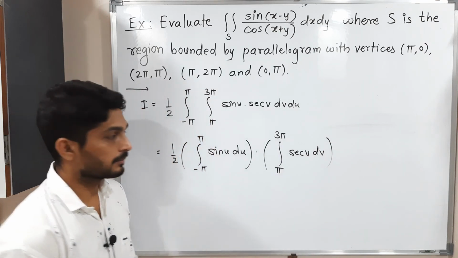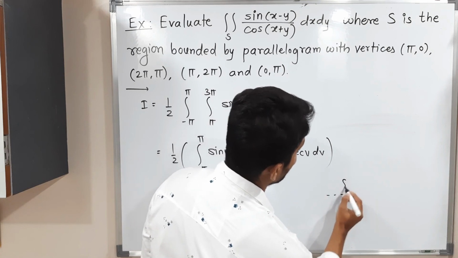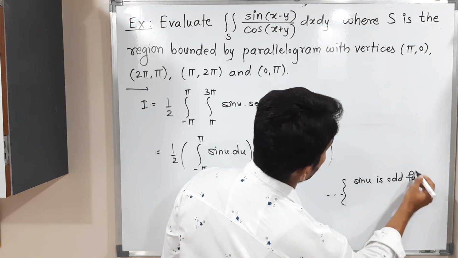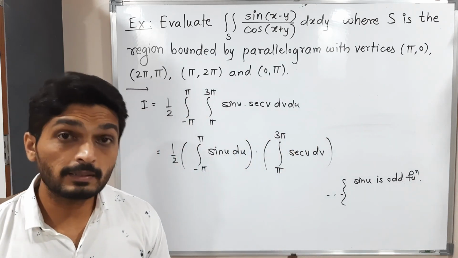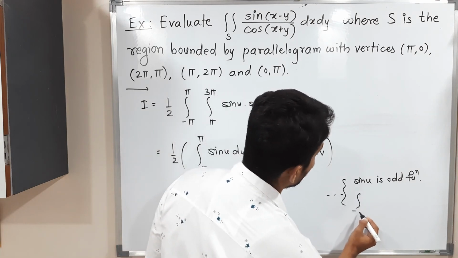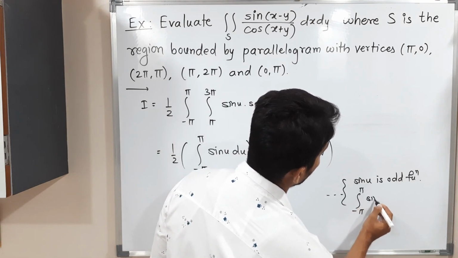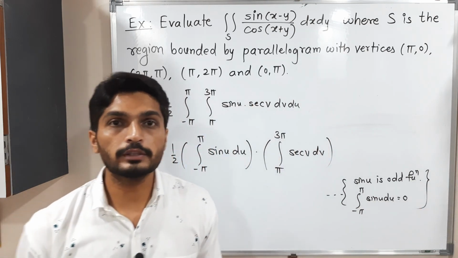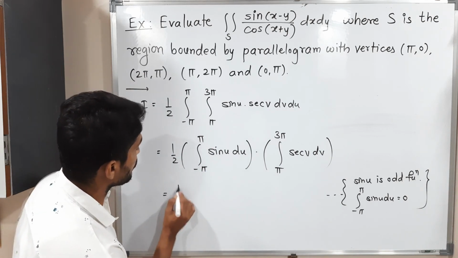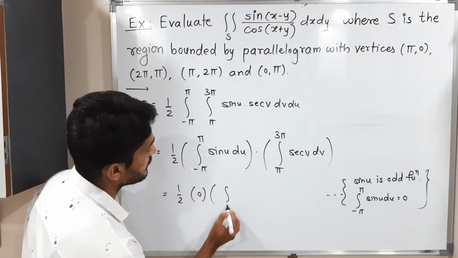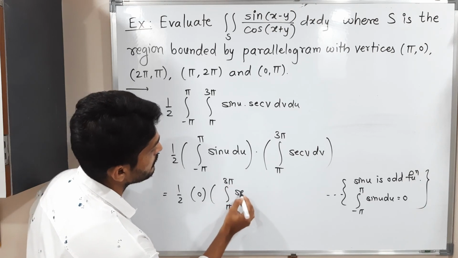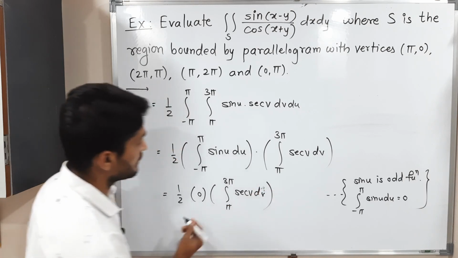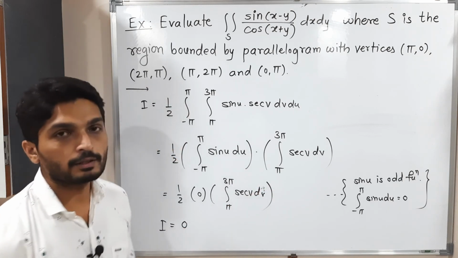Here I will mention that sine u is an odd function. You know that sine u is an odd function and cos u is an even function. So when you have limits of this kind, minus pi to pi, and an odd function, the value of the integration is 0, no need to solve it further. So that's why the value of this bracket is 0. So 1 by 2 into 0 and this integration from pi to 3 pi of sec v dv. You know that 0 into anything is 0, so the answer will be 0. So the value of the integration is 0.